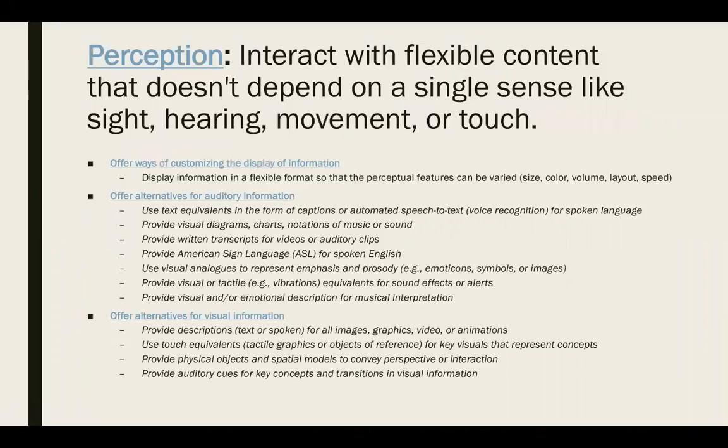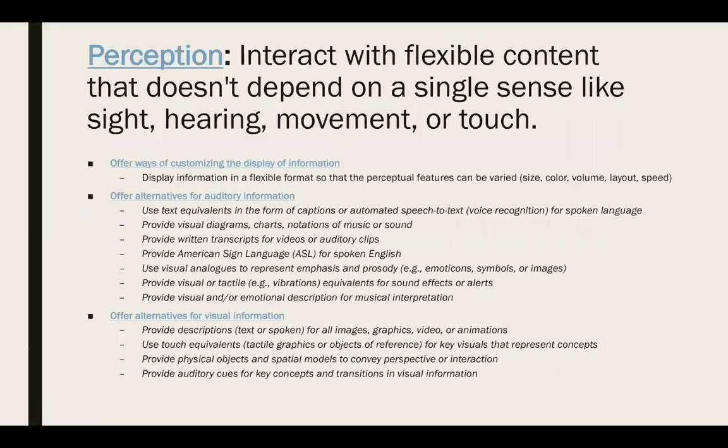So, perception. Interacting with flexible content that doesn't depend on a single sense. Showing a PowerPoint and just clicking through the slides but not saying anything would be an example of something that relies on a single sense, sight. Someone who is blind or otherwise visually impaired now can't access that information. So what are ways that we can make that more accessible? Speaking along with the PowerPoint, right? That's pretty simple. Providing captions could be really important.